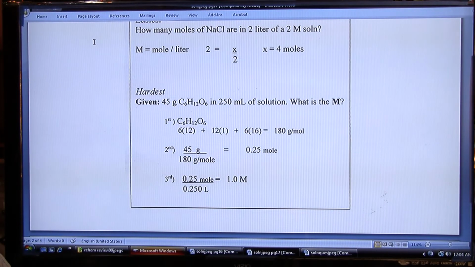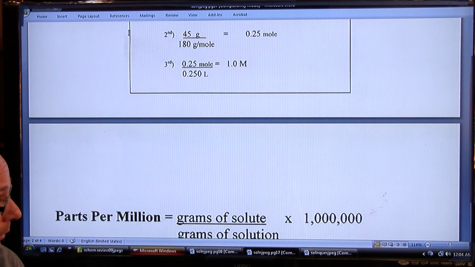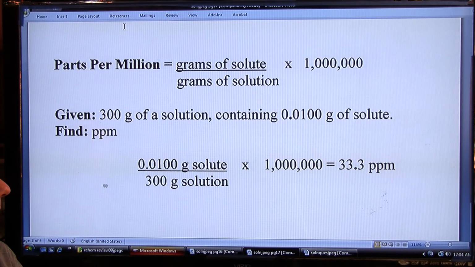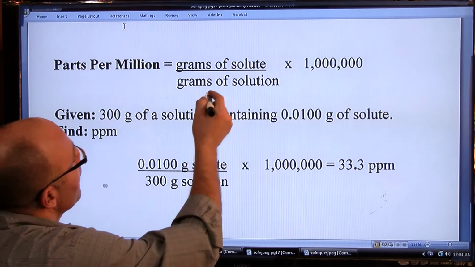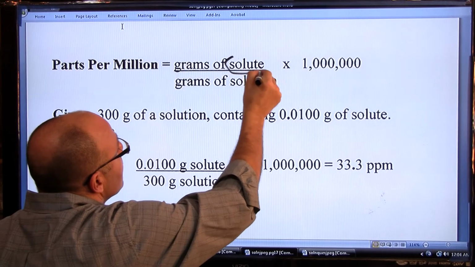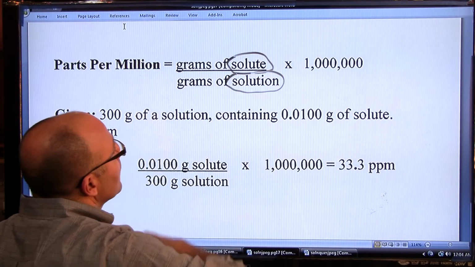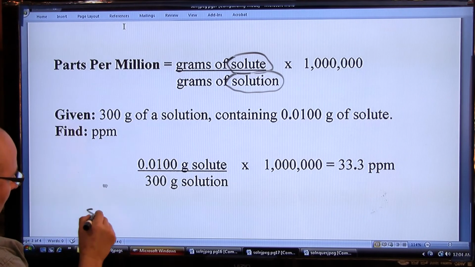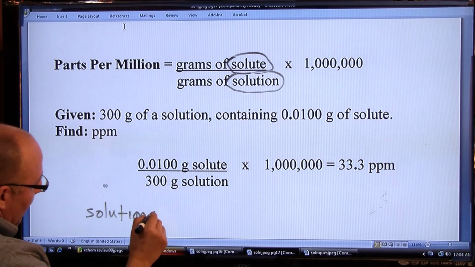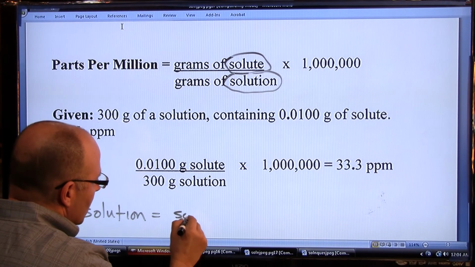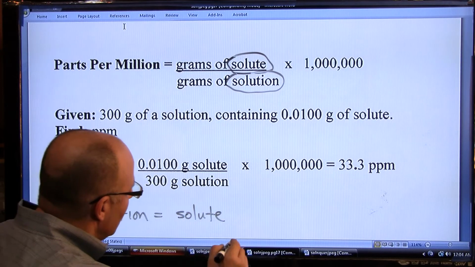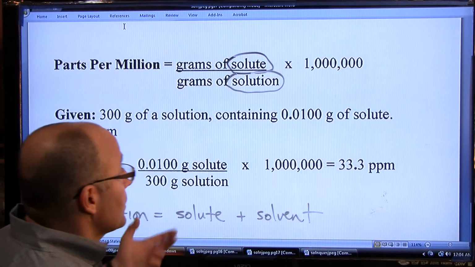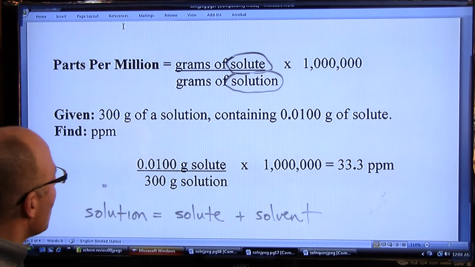And then when it comes to parts per million, you have the formula there also. Parts per million, or ppm, is the grams of solute divided by the grams of solution times a million. I want to remind you that the grams of solution is the grams of solute, what's being dissolved, plus the grams of solvent, the substance doing the dissolving, which in this course is almost always water.